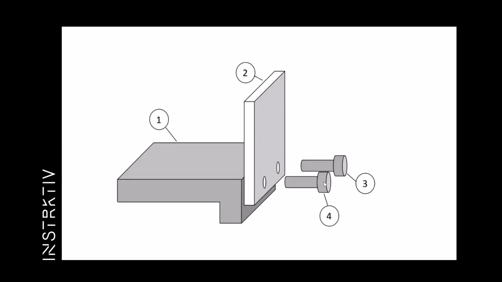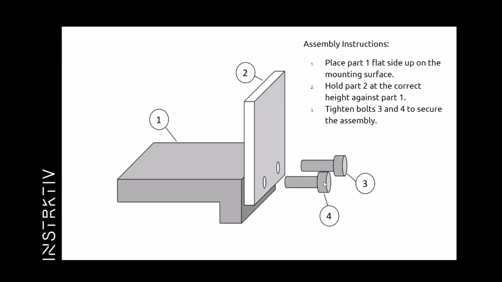All right, let's have a look at an example, an old example that was used in other presentations as well. What we see here are basically two main product parts that are connected by two bolts, so 4 parts in total. When we would create an assembly instruction for these parts to connect them, it would look like this. Quite straightforward, 4 steps to mount the parts. Place part 1 flat side up on the mounting surface, hold part 2 at the correct height against part 1, and tighten bolts 3 and 4 to secure the assembly.